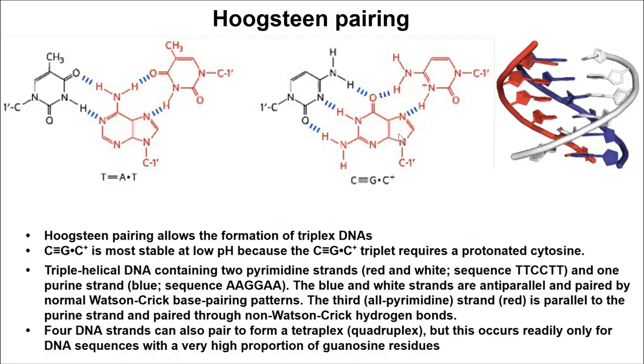Not only can you have a triplex, but you can also have four DNA strands paired together, making a tetraplex. But this occurs readily only in DNA sequences with a high proportion of guanosine residues. And that concludes the lecture on nucleotides and nucleic acids.